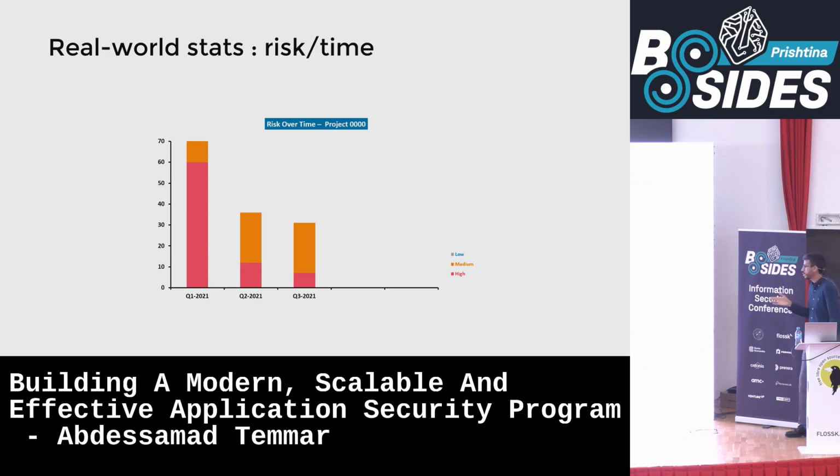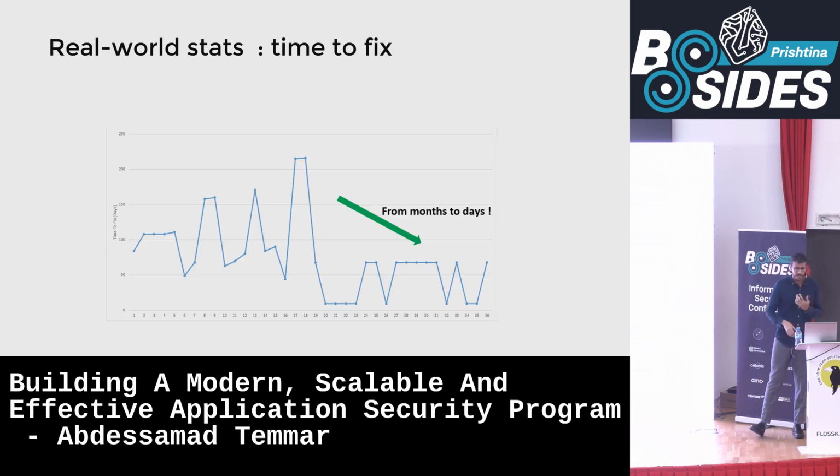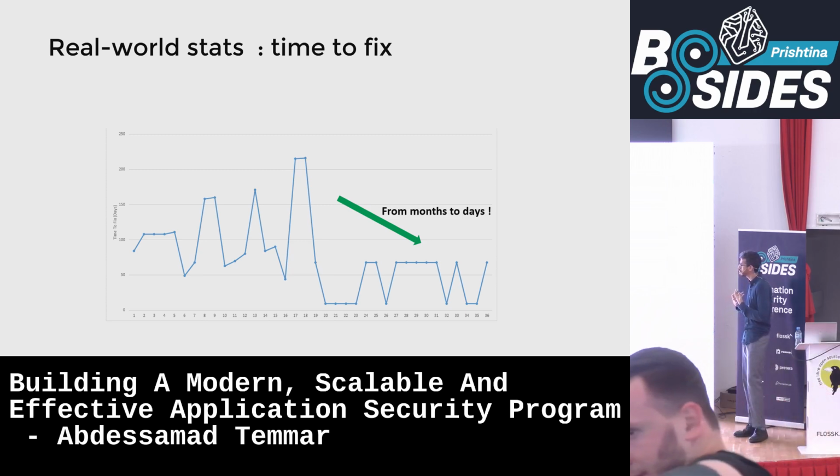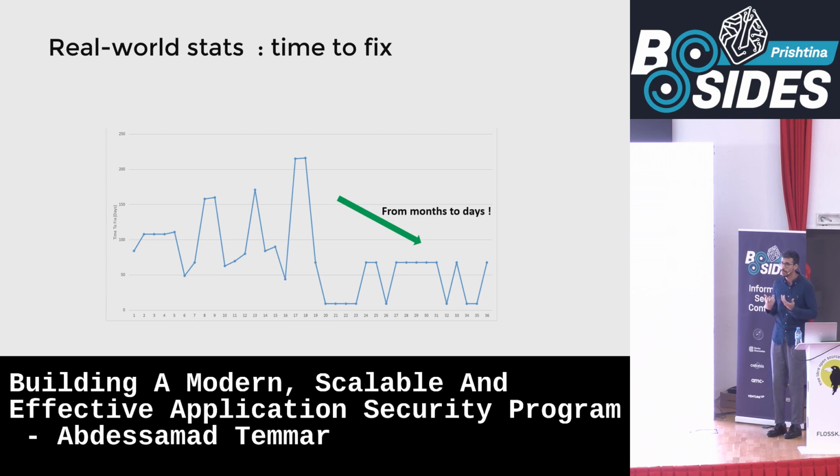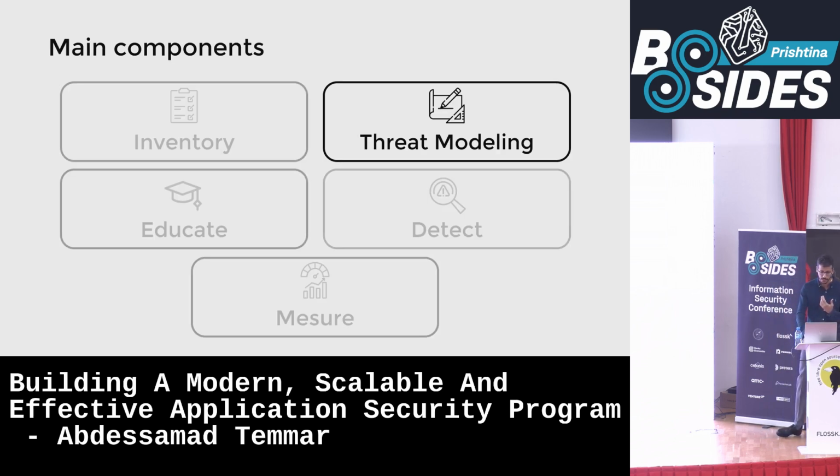So parallel to this, we tried to collect some metrics in order to evaluate the effectiveness of this approach, and we did notice that over time we had a low number of issues, which was really interesting. And regarding the time to fix or the effort required to fix an issue, we noticed that it's also going down, because as developers start to work with security tooling, they get more and more familiar with classic security issues.